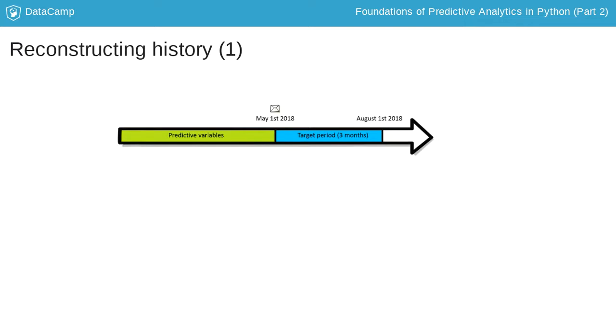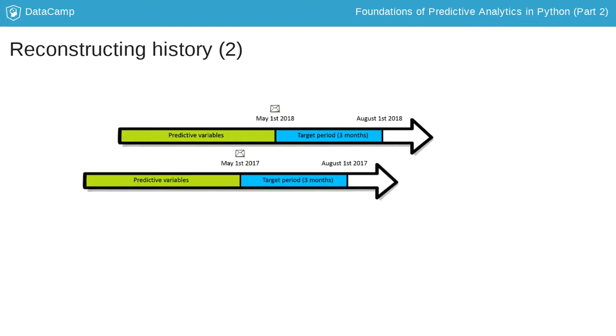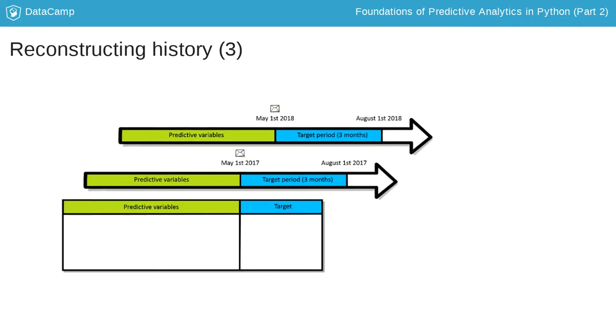As the true target is unknown by definition, you need to reconstruct your timeline in the past such that information is available about the target period. For instance, if you have donations information about 2017, you could use a timeline that goes back 1 year in time. With this timeline, the base table can be reconstructed. To calculate the target, you should consider donations made in the 3 months after May 1st, 2017, and to calculate the predictive variables, you can use all information available before May 1st, 2017.